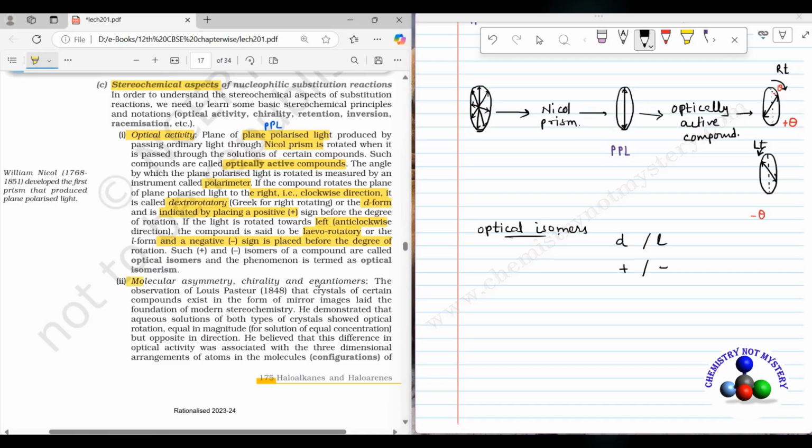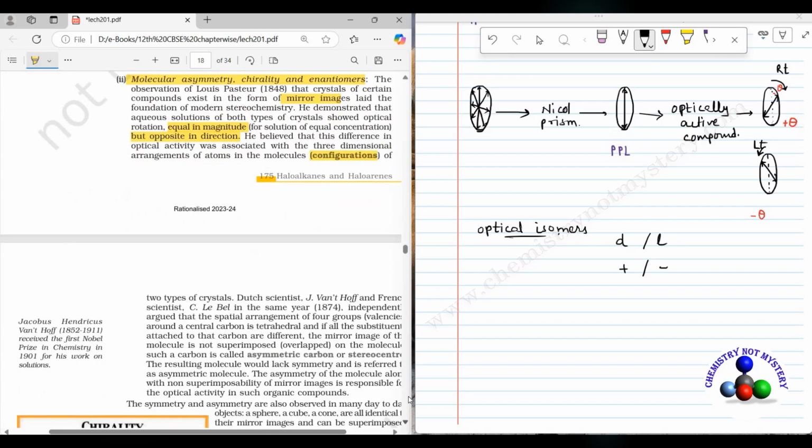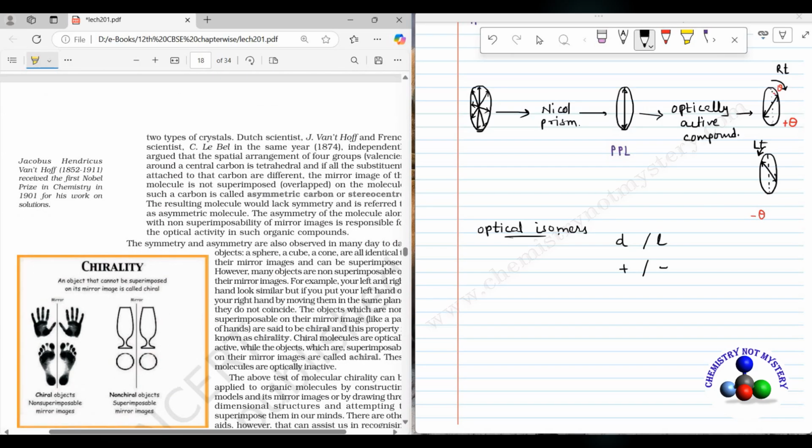Now let's read the molecular symmetry, chirality and enantiomers. The observation of Louis Pasteur that the crystals of certain compounds exist in the form of mirror images led to the formulation of modern stereochemistry. He demonstrated that the aqueous solution of both types of crystal shows optical rotation equal in magnitude but opposite in direction. He believed that this difference in the optical activity was associated with a three-dimensional arrangement of atoms in the molecules called configurations. The two types of crystals.